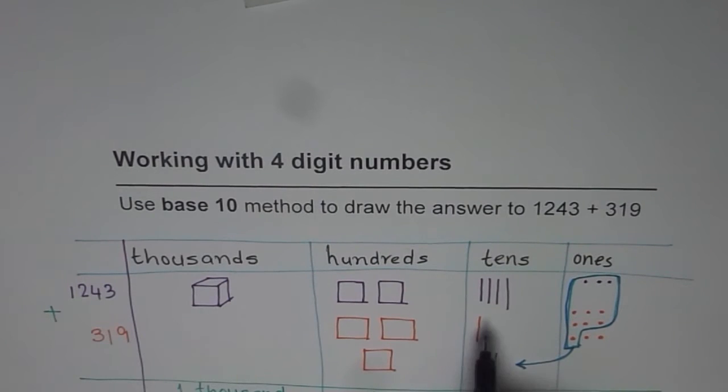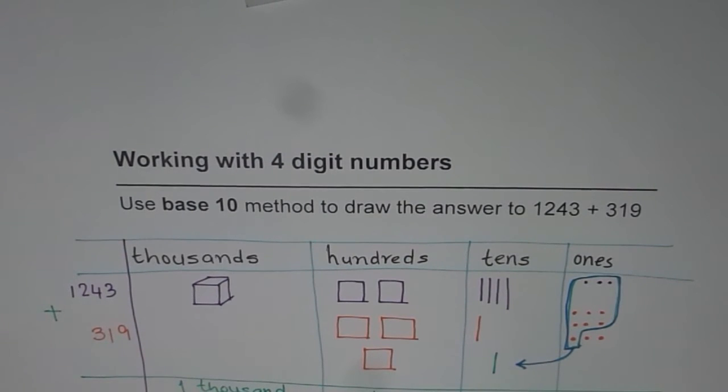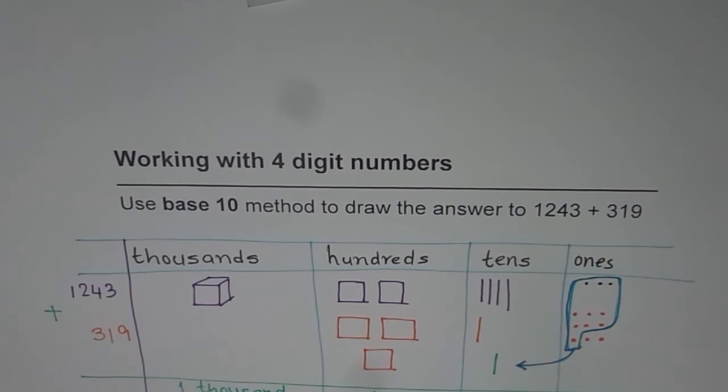And how many tens? 5 were there. We added 1, 6 tens. 5 hundreds, and 1000. And therefore, the number is 1000, 5 hundreds, 6 tens, and 2 ones. So when we add 1243 with 319, that is what we get.